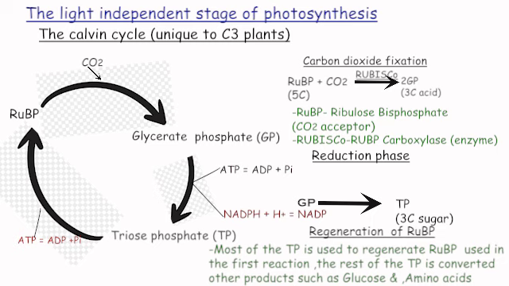I hope you are getting that. And that enables the cycle to continue. So the remaining TP is then converted to other products such as carbohydrates. So this is where the remainder of the ATP is used. And that is that on the Calvin cycle.